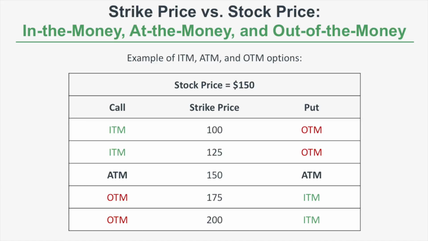For puts, the options are out of the money when the strike price is below the current stock price. So let's say you're looking at the 125 put, that option's out of the money because there's no value in selling shares for 125 per share when you can sell them for 150 at the current market price.